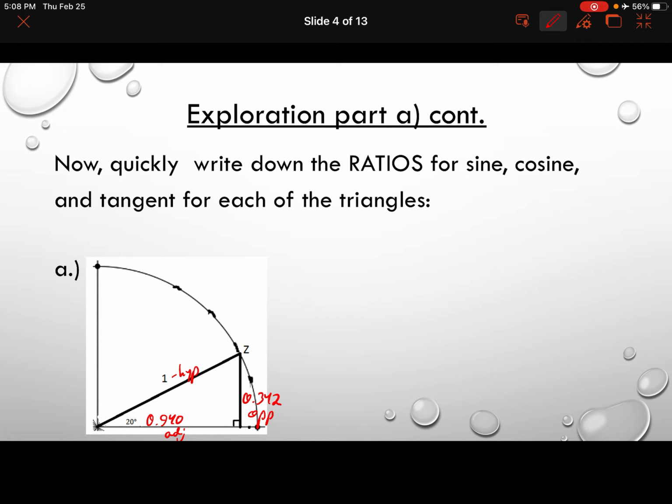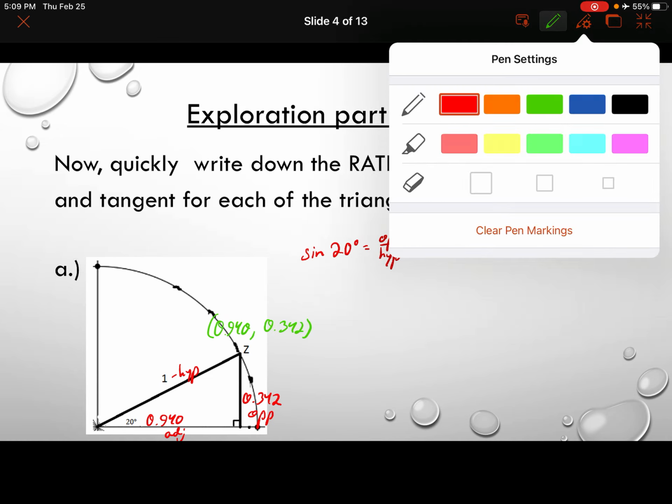By the ratios, I mean literally the number over another number, the fraction of each of the ratios. So sine of 20 degrees is opposite over hypotenuse, which in this case would be 0.342 over 1. And this time we're going to leave it intentionally like that, and you'll see why later on in the problem. And just a reminder, the point was 0.940, comma 0.342. So that was sine.